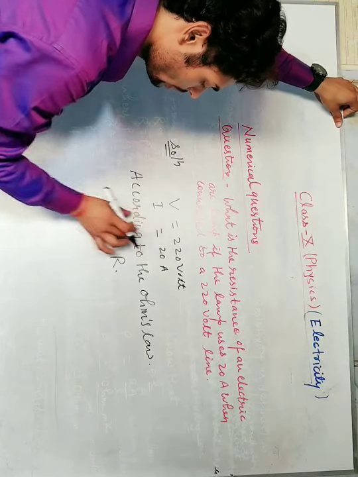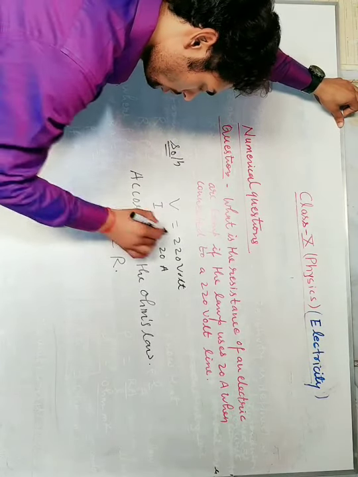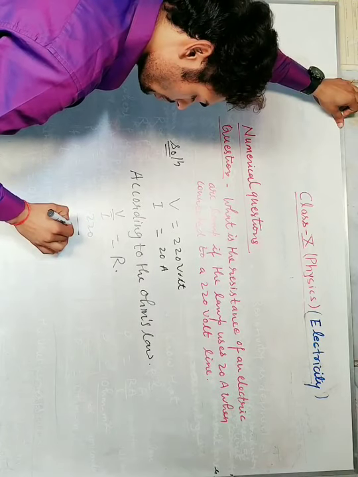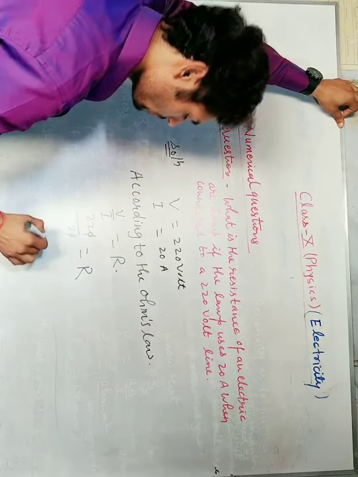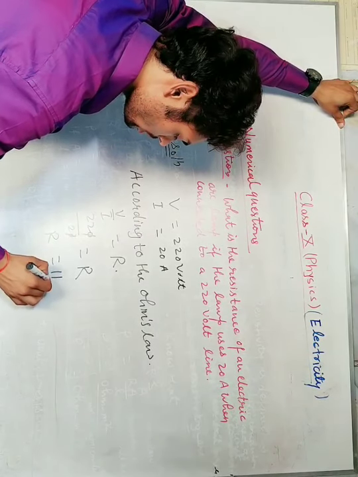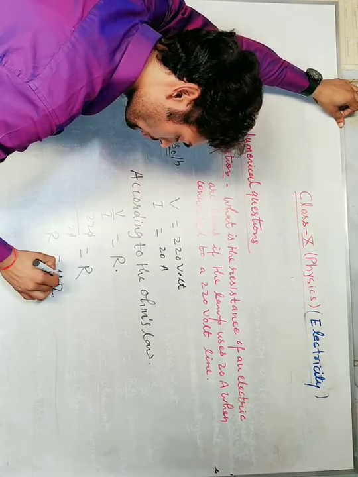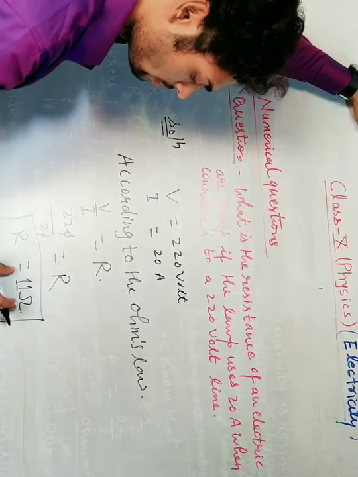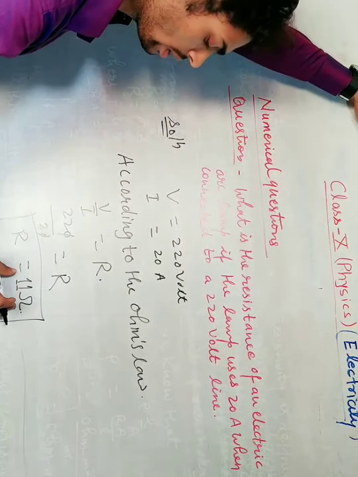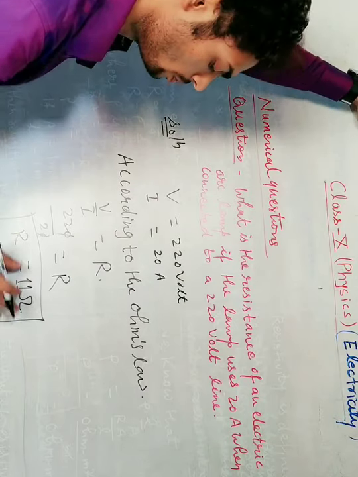Put value V and I in this equation. 220 upon 20 equal R. It becomes R equal 11 ohm. So by solving this equation, we have found the value of R. Resistance R equal 11 ohm. Okay.